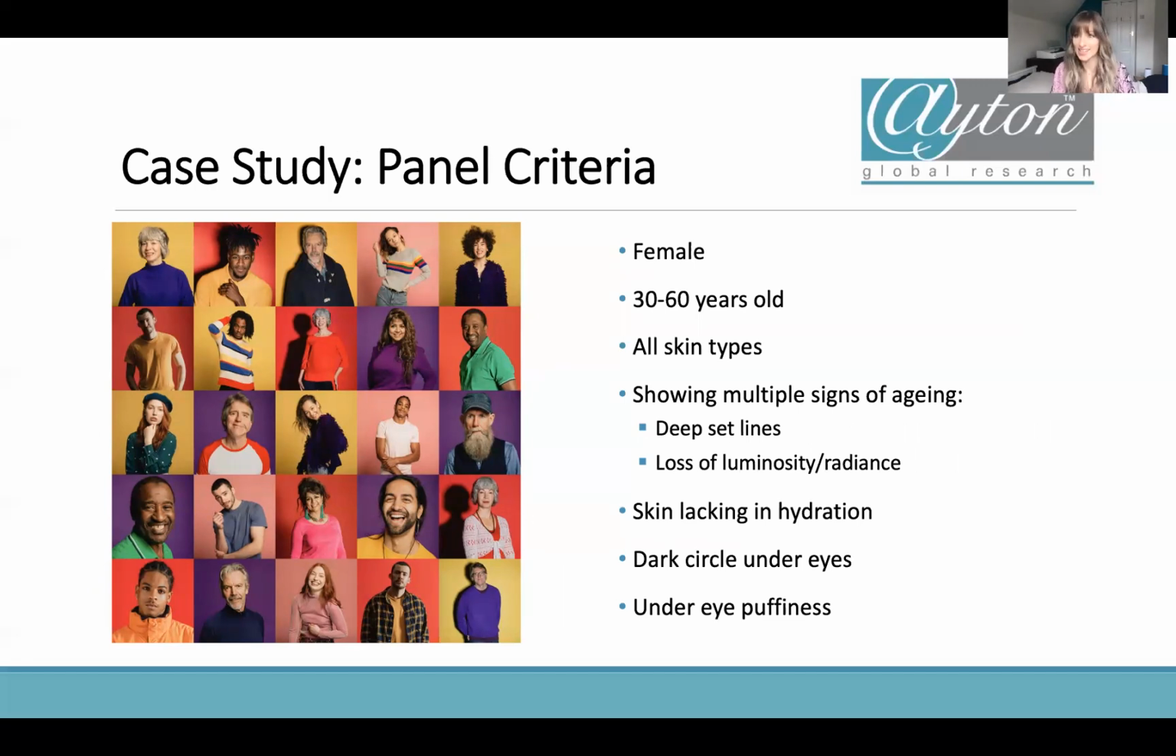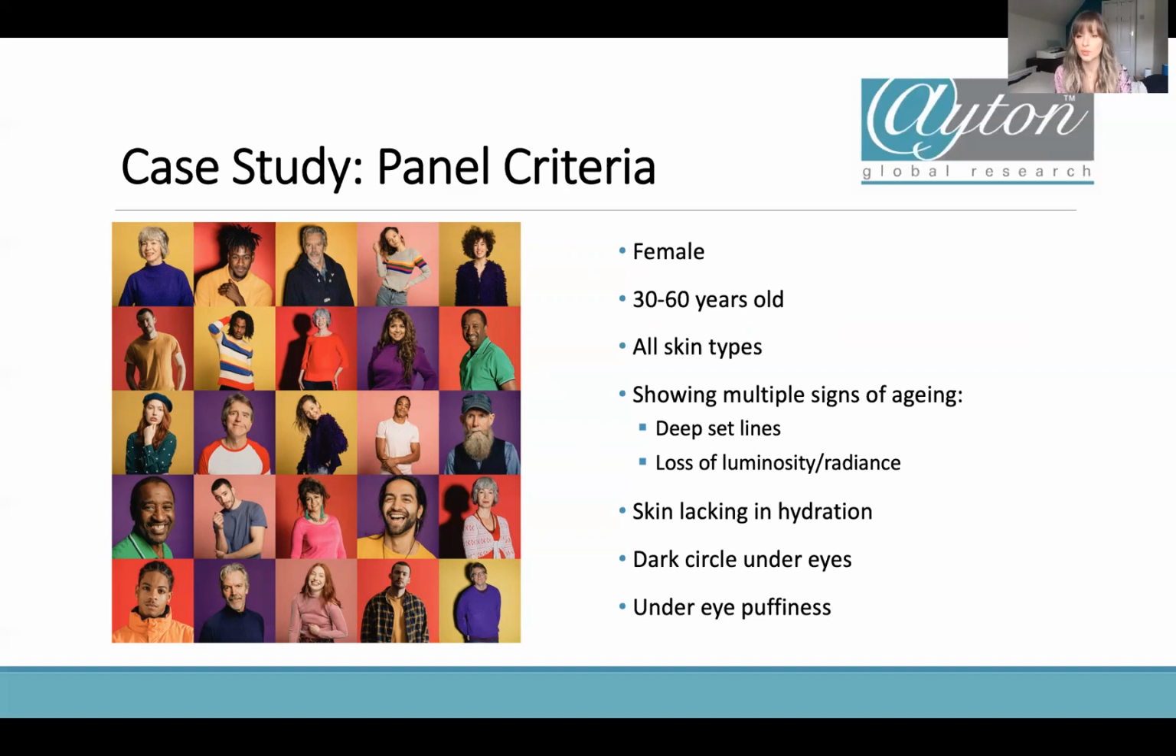In this case, we went for all female volunteers because that is their target market. They were 30 to 60 years old because, again, they need to have aging skin, but also be their consumer target. We had to have all skin types on there. So again, we need to think about those subgroups and make sure that we're going to reflect it.